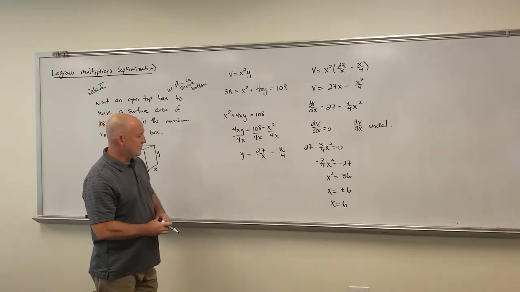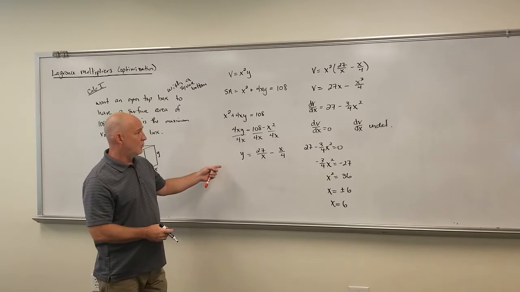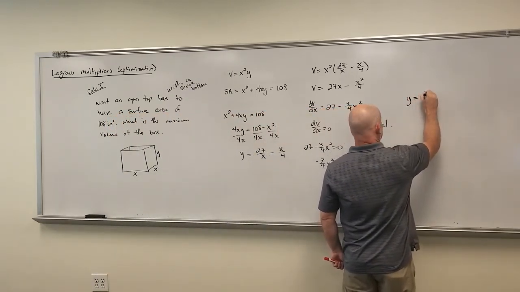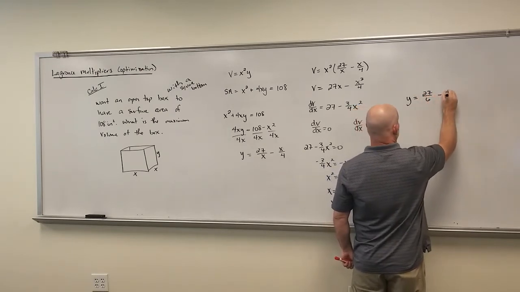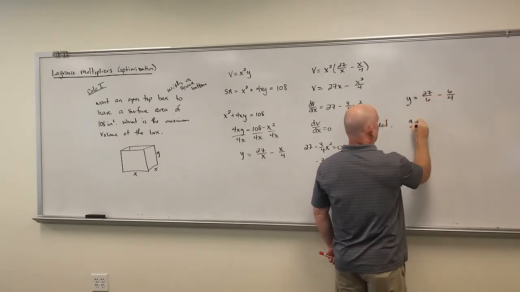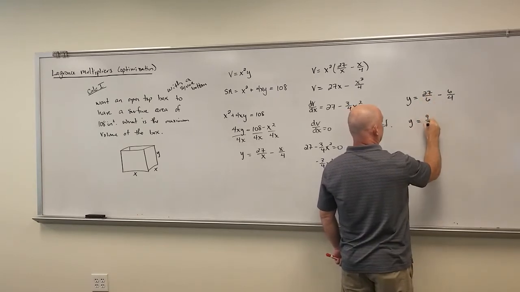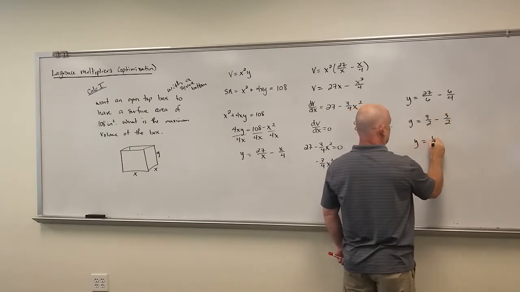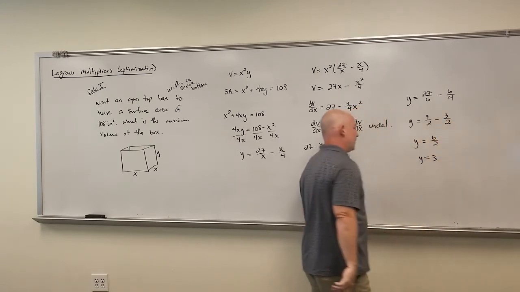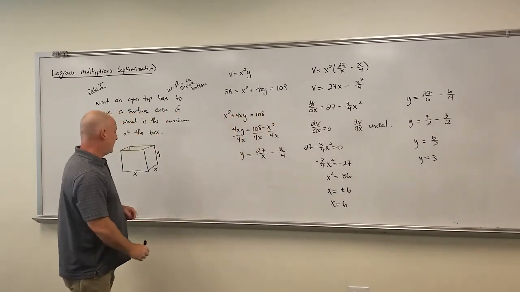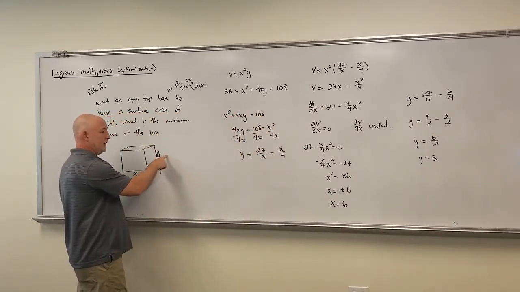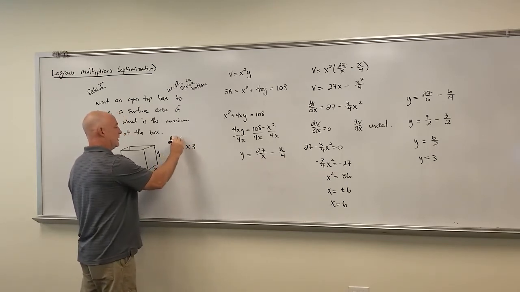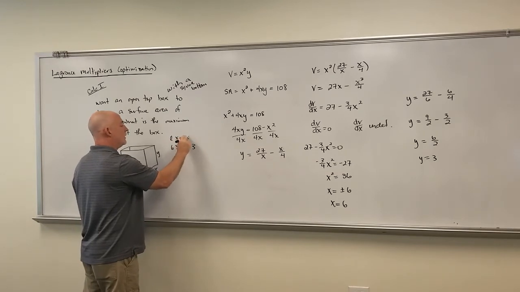Well, if we know x is equal to 6, we should be able to figure out what y is equal to. So y is equal to 27 over 6 minus 6 over 4. So if we reduce that, 3 goes into both of those, that's 9 halves minus 3 halves, 6 halves, so y is equal to 3. Okay, so not too bad of a problem. We now know the dimensions of our box. We go length, width, and height. That would be a 6 by 6 by 3 box, length by width by height.